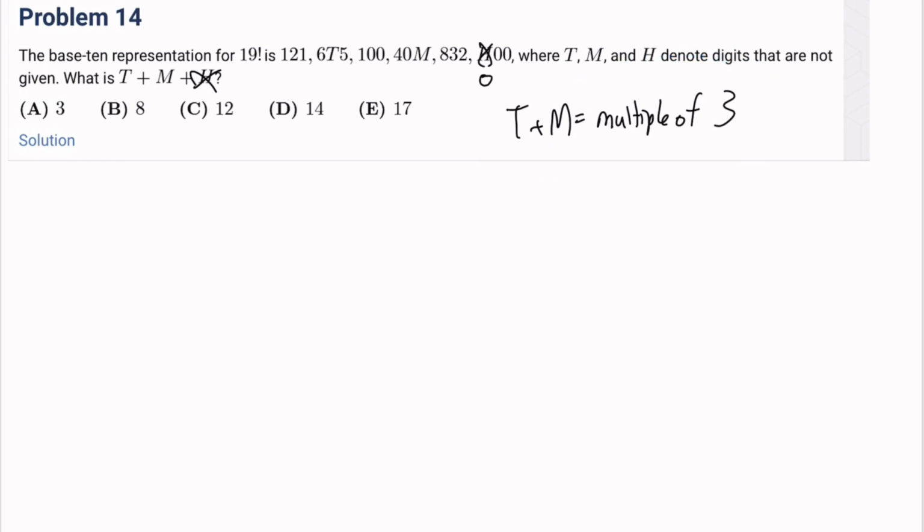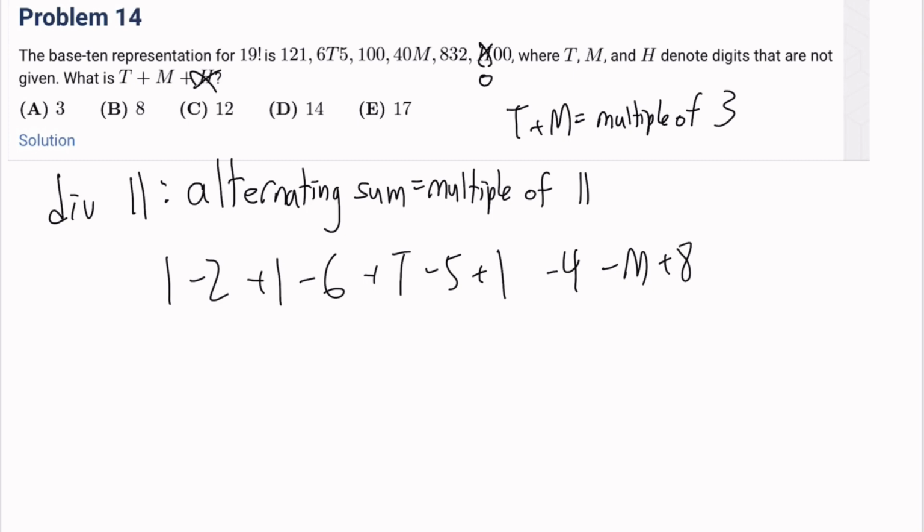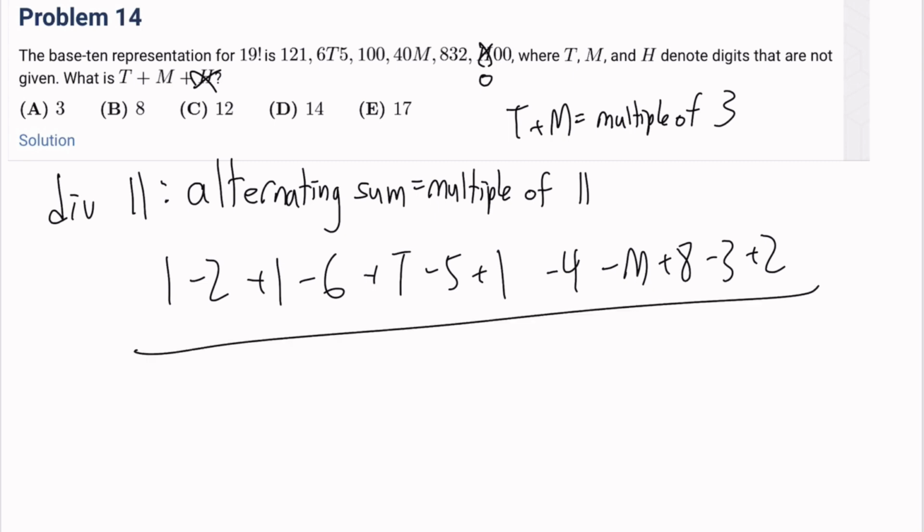And next, we also know that 19 factorial includes 11, right? If you know the divisibility rule for multiples of 11, it's that their alternating sum is a multiple of 11. What I mean by alternating sum is 1 minus 2 plus 1 minus 6 plus t minus 5 plus 1, and then minus 0 plus 0 minus 4 plus 0 minus m plus 8 minus 3, and then minus 3 plus 2. And so that will be a multiple of 11, right?